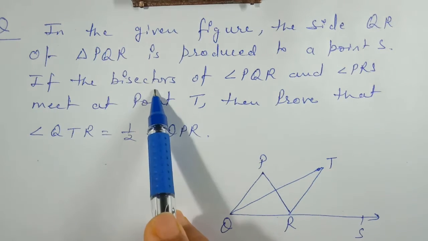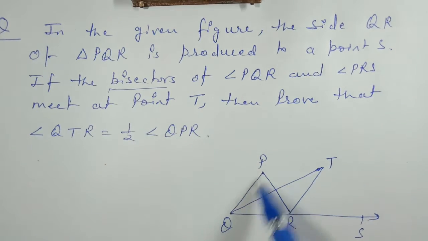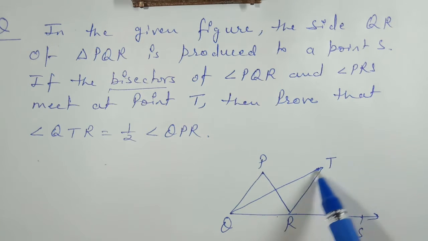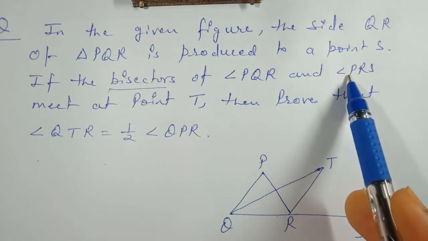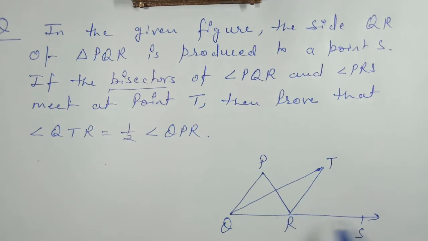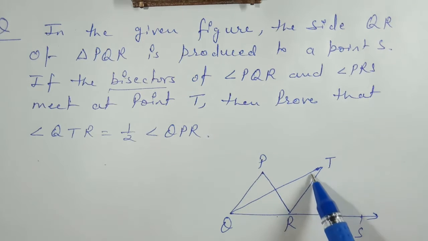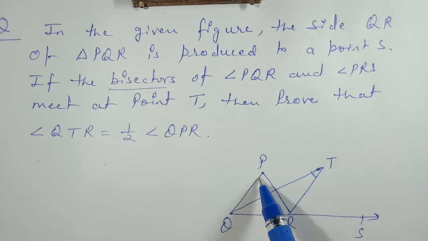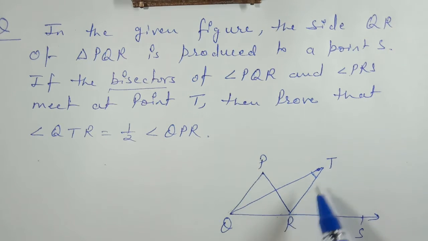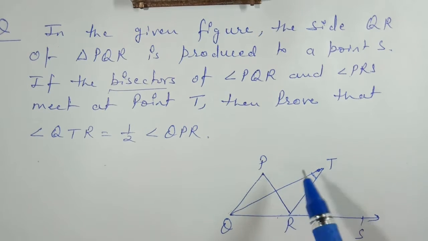If the bisector of angle PQR, QT is the bisector, and of angle PRS, RT is the bisector, they meet at point T. This QT bisector and RT bisector meet at point T. Then prove that angle QTR is half of angle QPR. The relation between these two angles we have to prove.